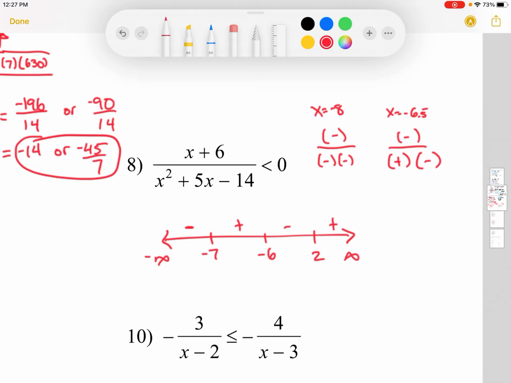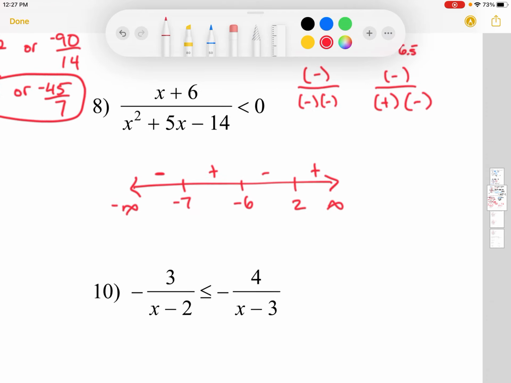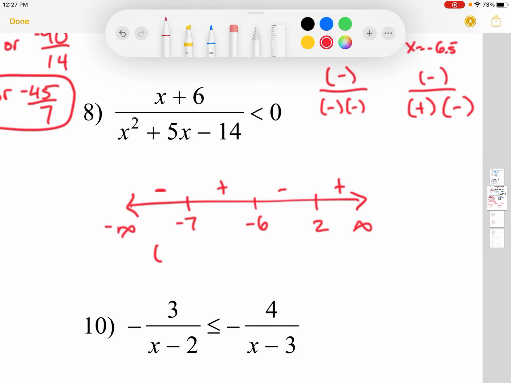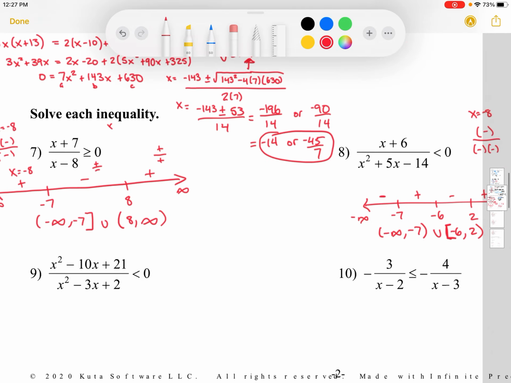Two negatives make a positive. I believe you trust me on the other two. So where x is less than 0, that's going to be from negative infinity to negative 7, parenthesis, union, a bracket for negative 6, and a 2 with a parenthesis.